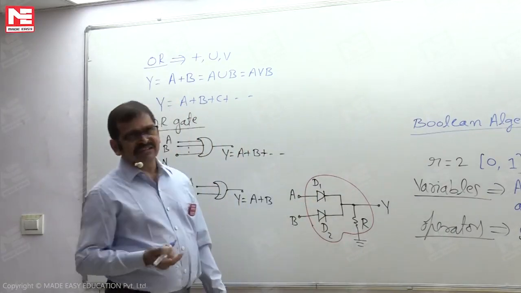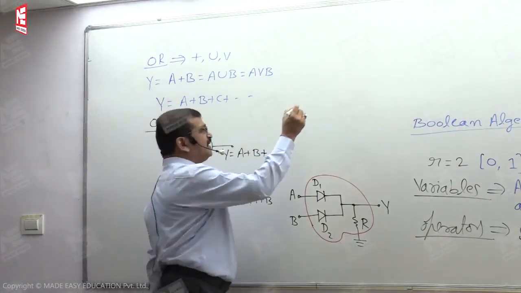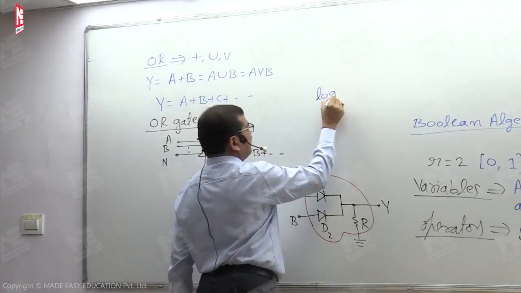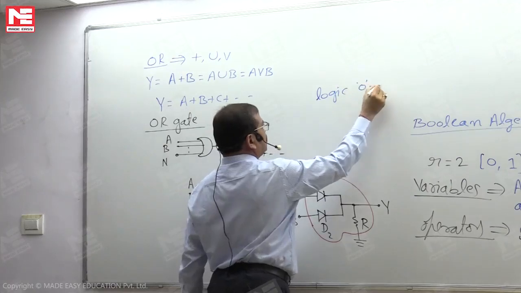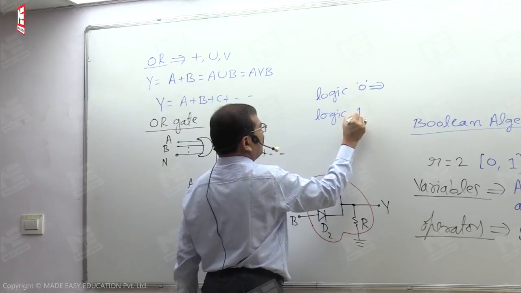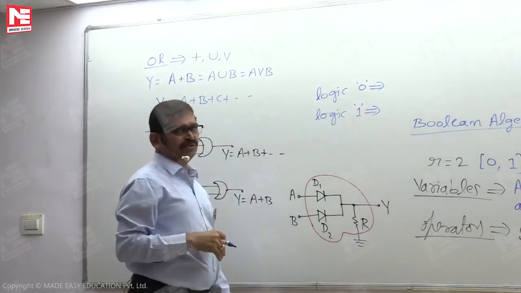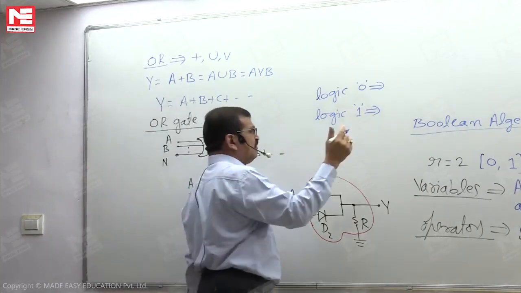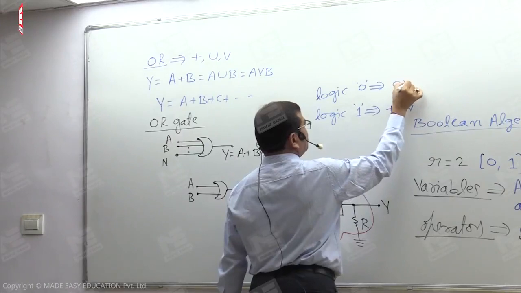The logic levels, logic 1 and logic 0, are basically voltage levels as far as the electronic circuit is concerned. So 2 different voltage levels are used. Suppose for logic 1 we use, say, plus 5 volts, and for logic 0, say, 0 volts.